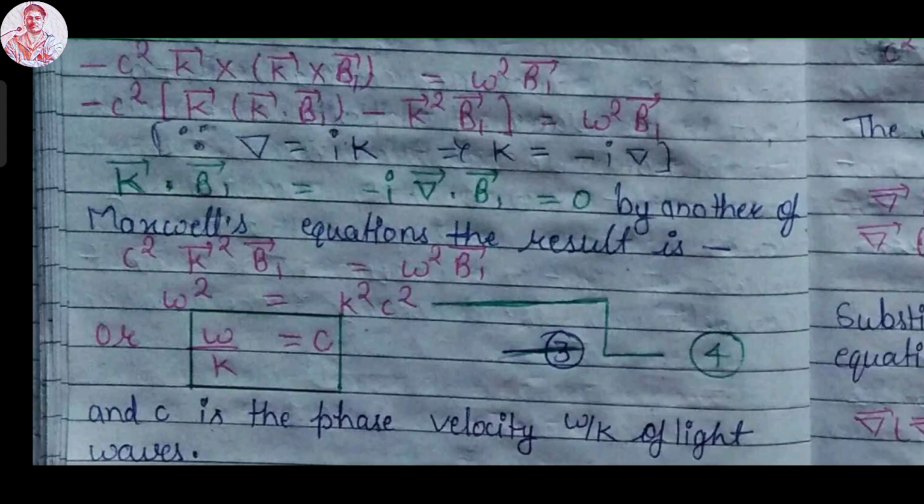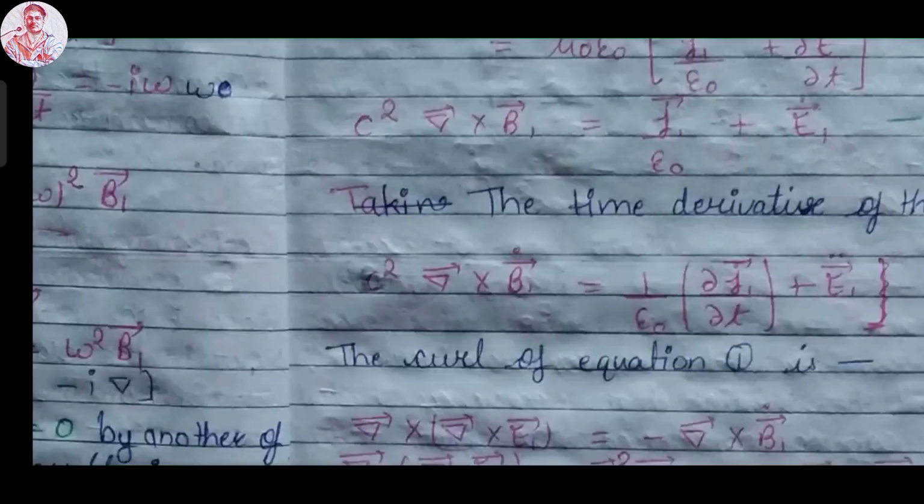And by another Maxwell's equation, the result becomes c square k square vector B is equal to omega square B, where k is the propagation vector, and the value we get is omega square, which is equal to k square c square, and we get omega by k, which is equal to c, and c is the phase velocity omega by k of light waves.